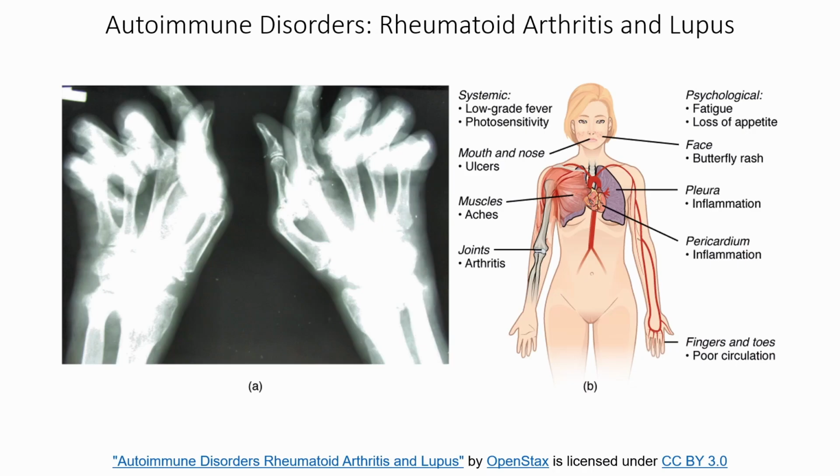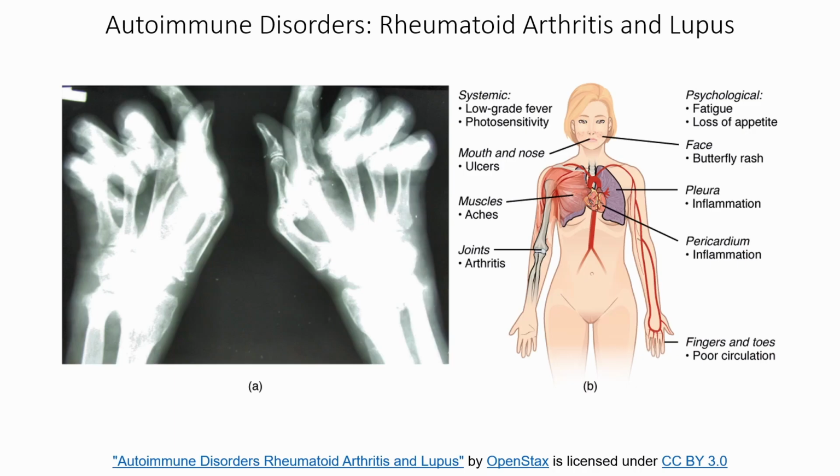So things like rheumatoid arthritis, which we see in figure A here, the x-rays of the hands, this is going to attack the joints. And so it leads to deformities within the joints, in particular in the hands and the feet. It leads to a lot of stiffness and pain in these joints.